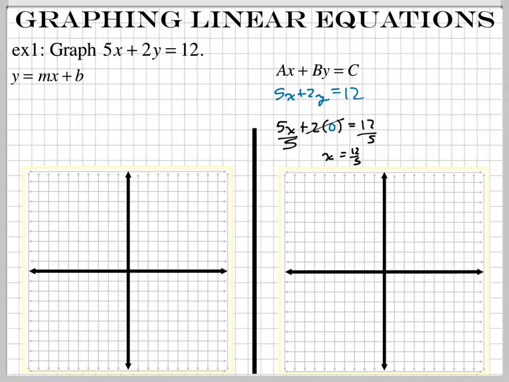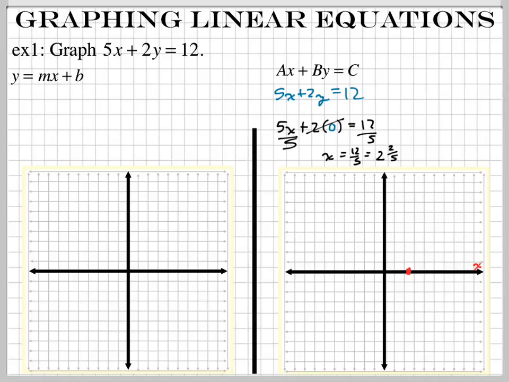How do I graph that? Make it into a mixed number. Makes it a lot nicer. So we have 2 and 2/5. Okay, and that is what x equals. So that's on our x-axis. So let's put a dot right here, 2 and 2/5 right there. So that's our x-intercept.